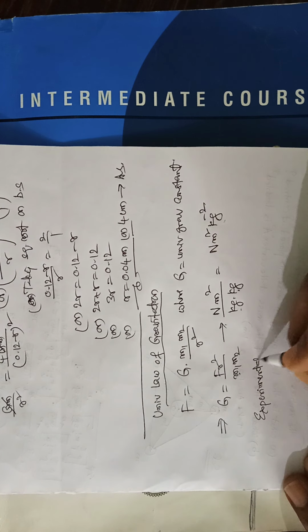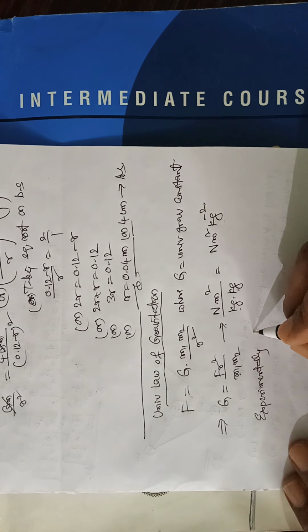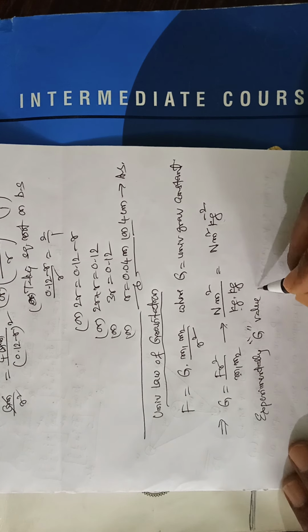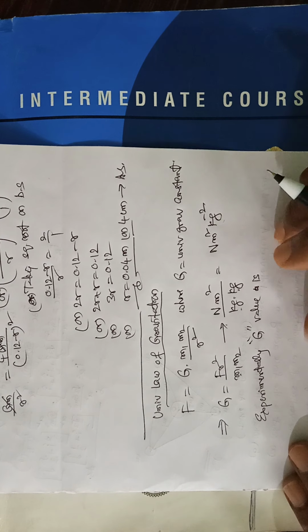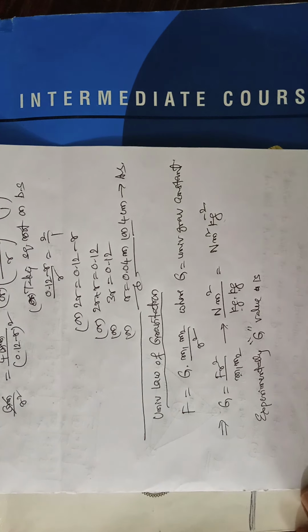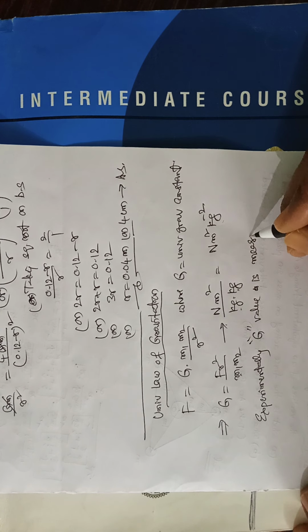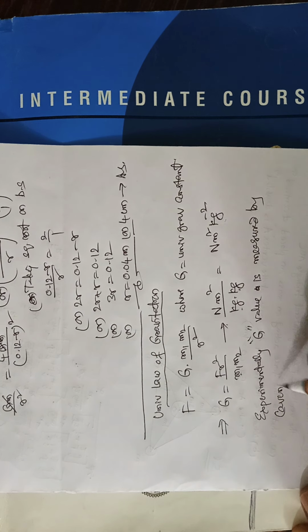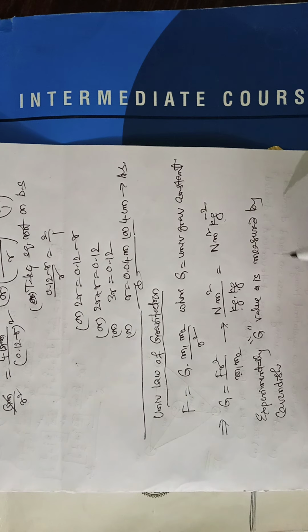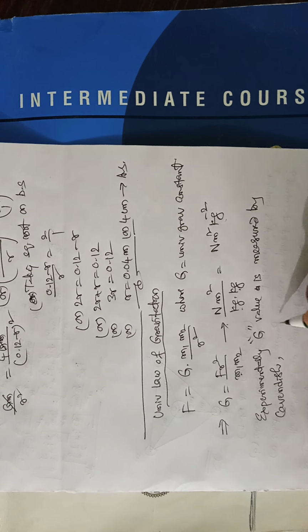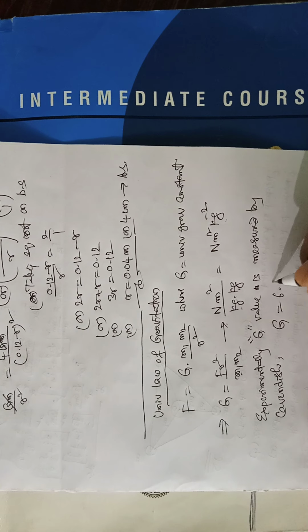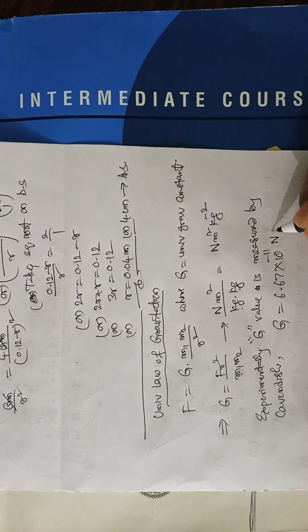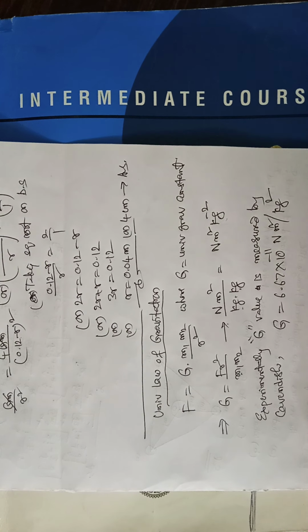This G value was measured experimentally by scientist Cavendish, and that value is 6.67 into 10 power minus 11 Newton meter square by kg square.